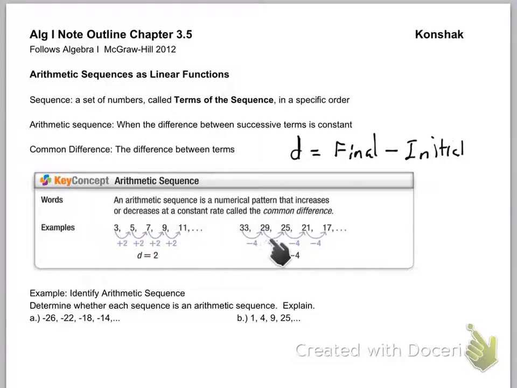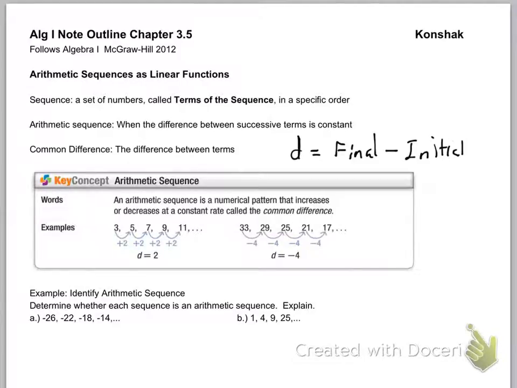If I start at 33, go to 29, 25, 21, 17, you can see that it drops by 4 every time. That means it has a common difference of negative 4. Sometimes it's real easy just to look at our numbers and say, hey, I know it's going up by 2 or it's going down by 4.